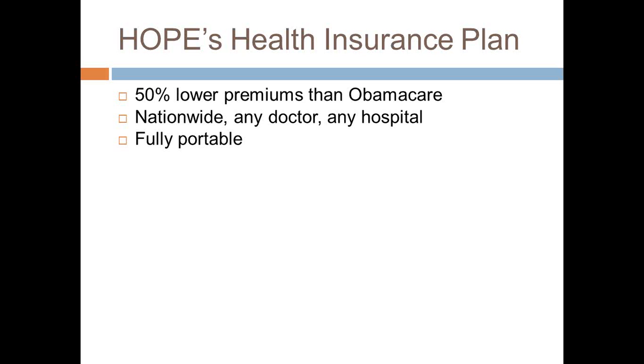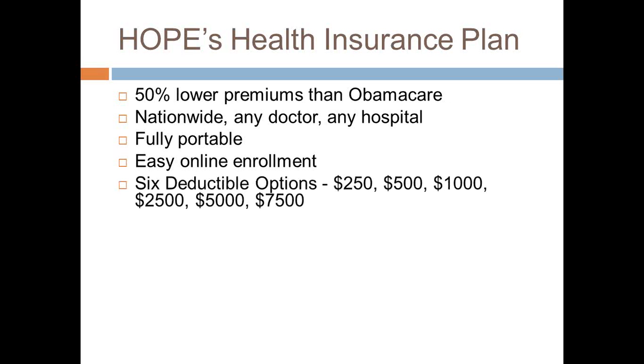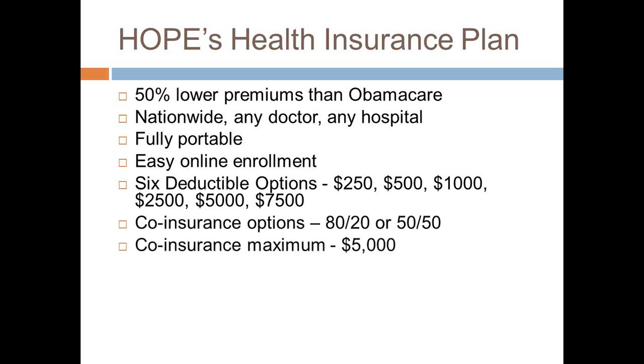It's fully portable, meaning you can take it anywhere. You enroll online, yourself included. If you do not have health insurance and you can't afford Obamacare, you are welcome to enroll. I'll show you how to do that here at the end. The deductibles start as low as $250 and go all the way to $7,500. Again, the higher the deductible, the lower the premium. Coinsurance can be 80/20 or 50/50, and maximums are $5,000.